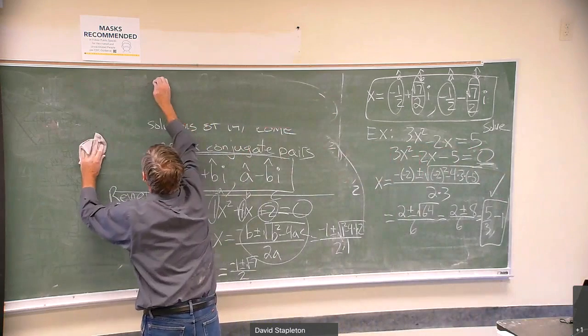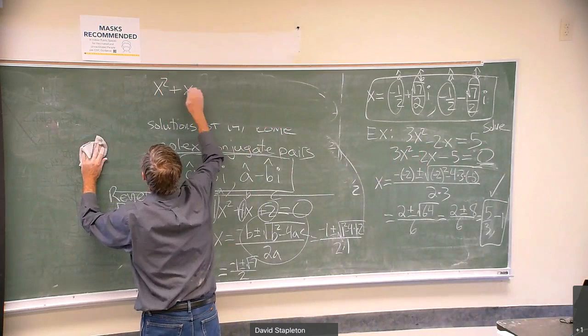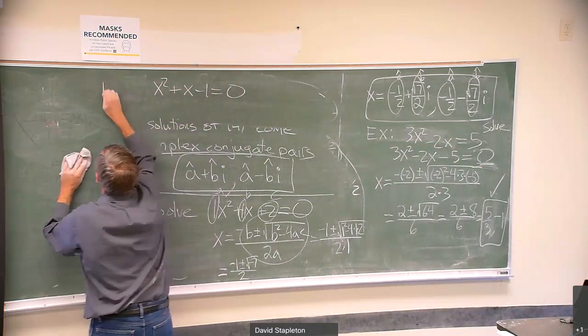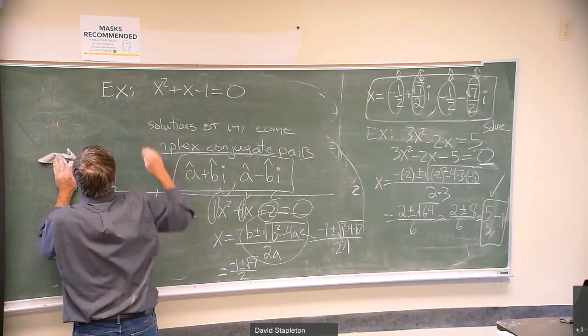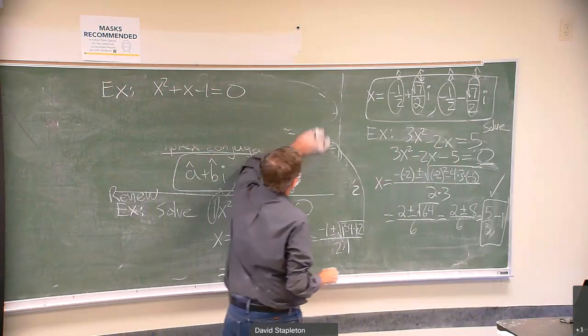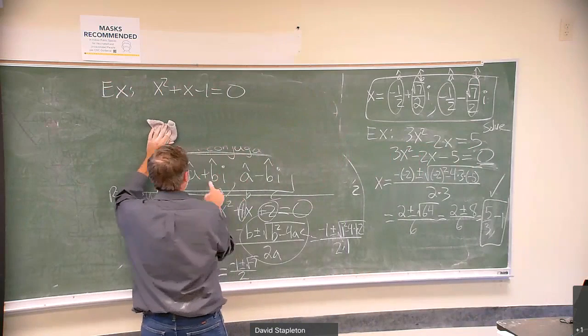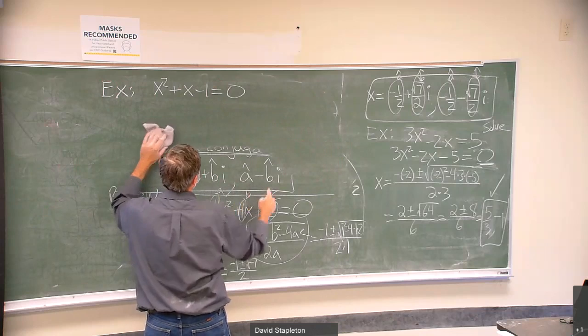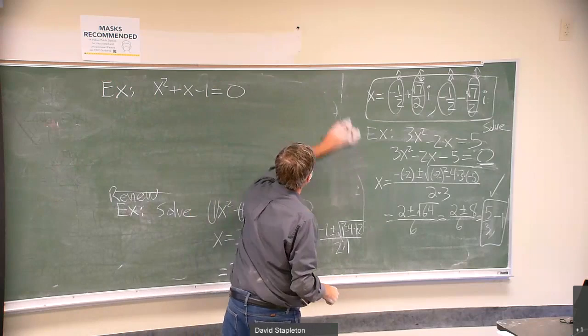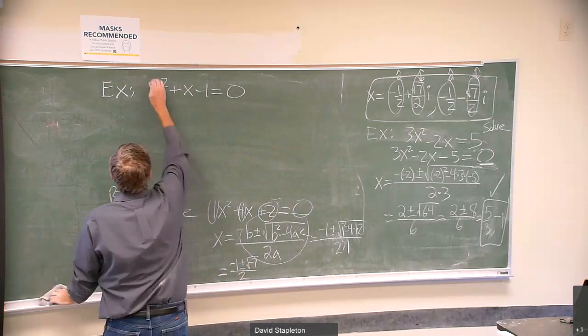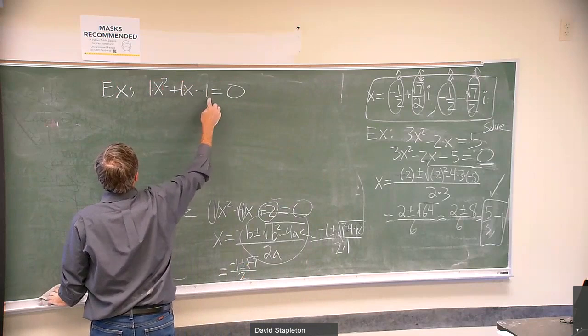Let's try this one. x squared plus x minus 1 equals 0. Suppose I solve this one. If they've got i's in them, then they have to come in conjugate pairs, a plus bi and a minus bi. How about this one? Again, now a is 1 and b is 1 and c is -1.